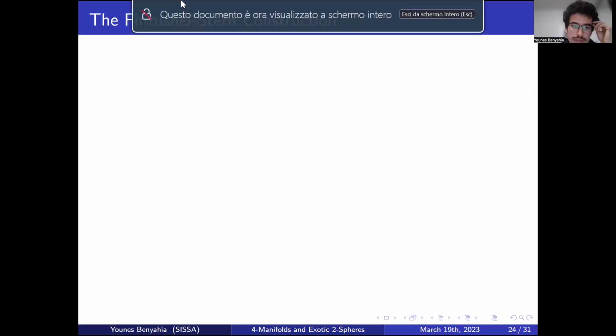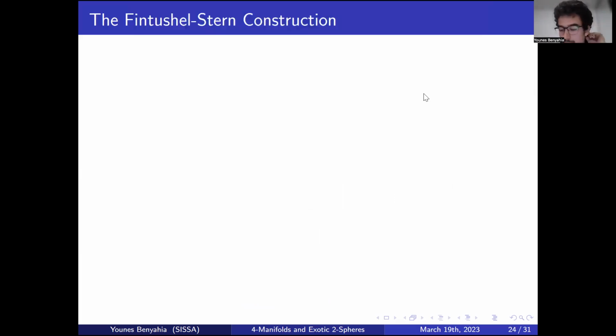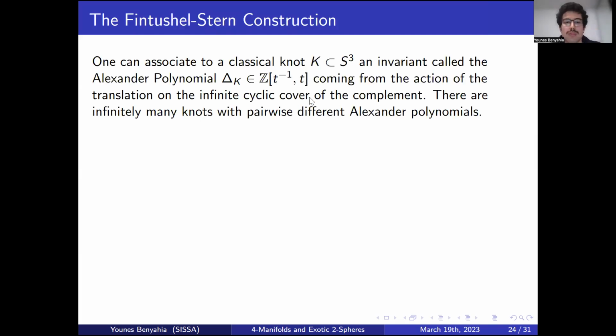Now we go to the Fintushel-Stern construction of exotic four-manifolds. First, there is some important invariant of classical knots, so S1 in S3. This invariant is called the Alexander polynomial. It's a Laurent polynomial with integer coefficients.